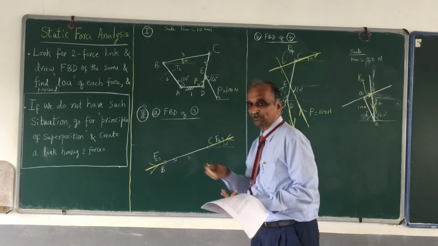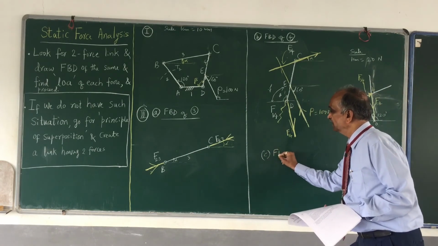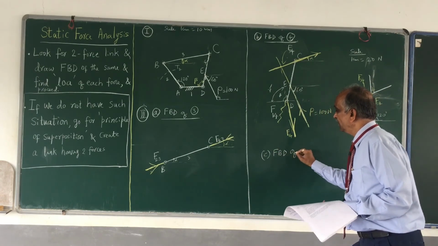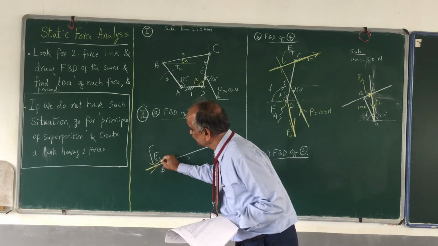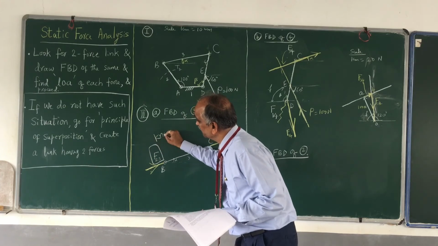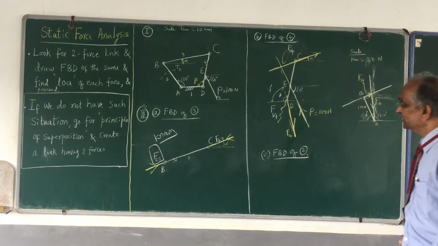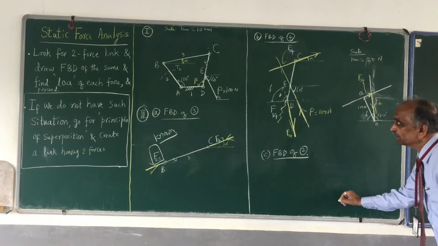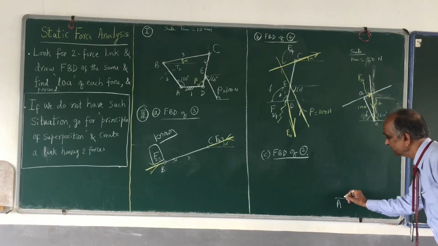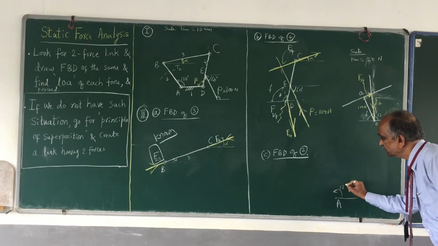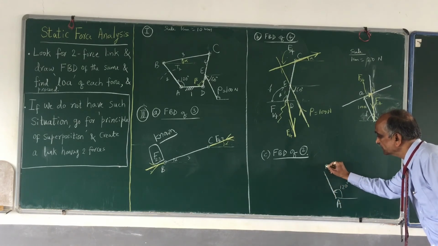Once you know F23, now go to the free body diagram of link number 2, the FBD of link 2. Please remember, F23 is known. It is no more unknown now. So it is very simple. Now I want to draw the free body diagram. Choose point A and draw a horizontal line. Draw 120 degrees, this is what I have assumed, and draw AB.